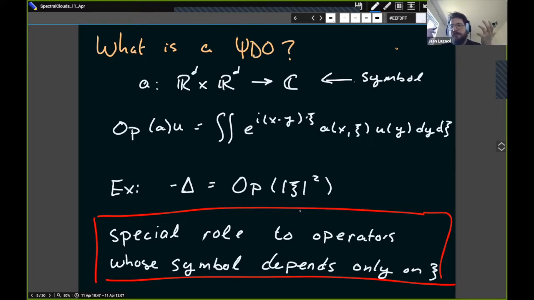The use of these pseudo-differential operators is actually born from the fact that differential operators with constant coefficients are diagonalized, so transformed into multiplication operators, by the Fourier transform. And there will be a special role for those operators whose symbol depends only on the variable xi. In the case of operators on one-dimensional objects, these are very well understood, and we get very precise behavior for the spectrum of those operators.